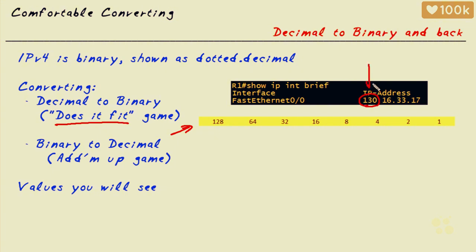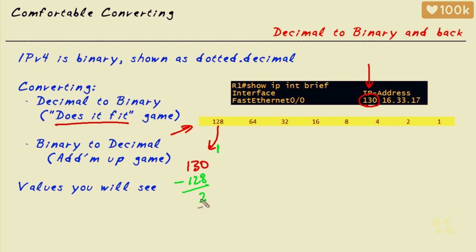We take a number. So we're going to first start with 130 and we're going to write it out. And all we need to do is take this very first number on the far left, 128, and ask ourselves the question, does it fit? Does 128 fit into 130? Yes or no? It's a binary question. If the answer is yes, we're going to put a bit on in that position. And we're also going to subtract that value of 128 from the number we're trying to convert. So the remainder of this is 2. 130 minus 128 is 2.